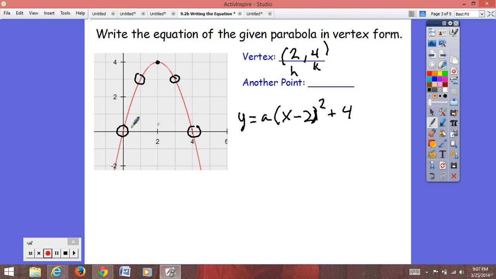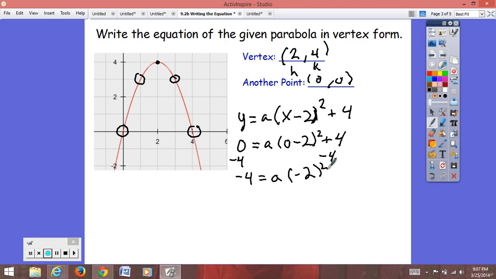So I'm going to use (0, 0). Plug that in for x and y. 0 equals a times (0 minus 2) squared plus 4. Subtract 4 from both sides. We get -4 equals a times... 0 minus 2 is -2 squared. So -4 equals a times -2 squared, which gives us a +4. Divide both sides by 4. We get a to equal -1.